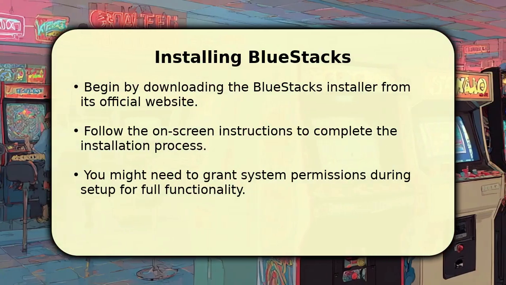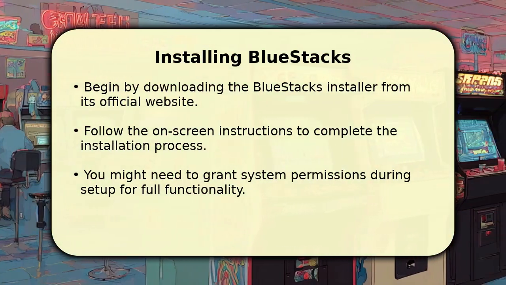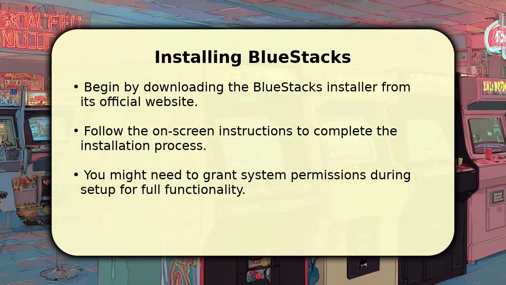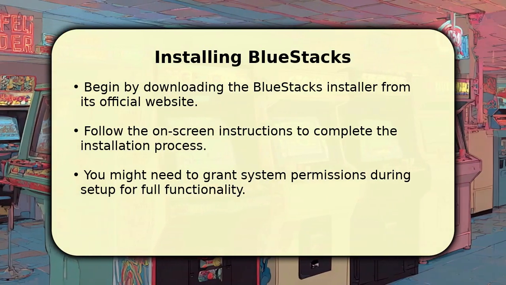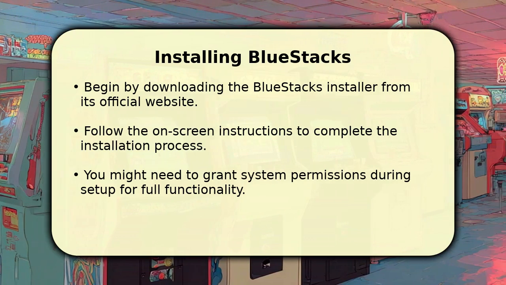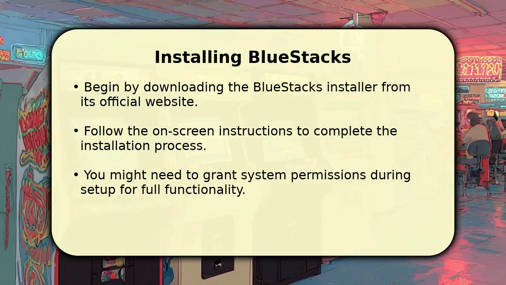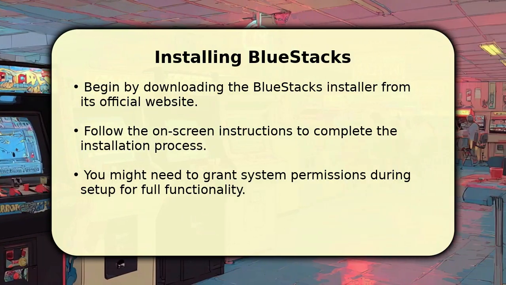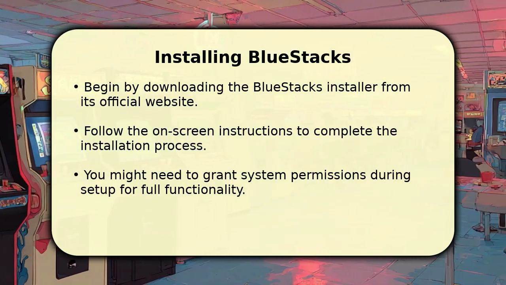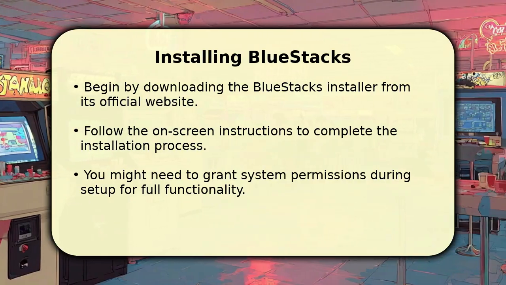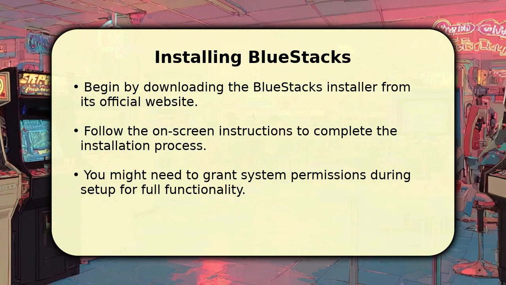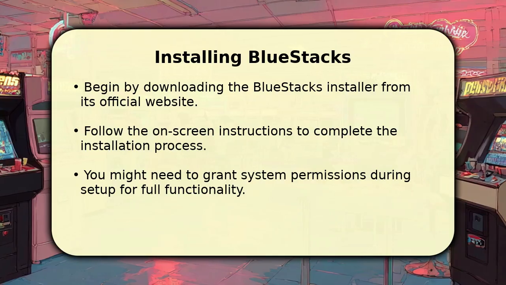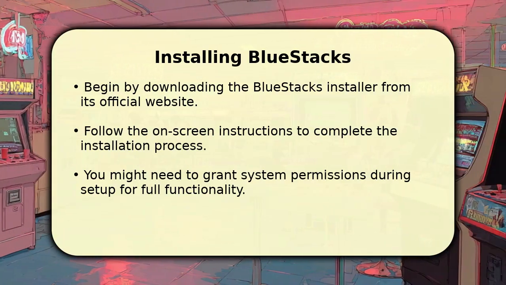To get started, navigate to the official BlueStacks website and download the installer file designed for macOS. Once the download is complete, open the file and follow the clear on-screen prompts to install the application. During this process, you may need to approve certain system permissions in your Mac's security settings. After installation finishes, simply launch BlueStacks and log in using your Google account to access the Play Store.